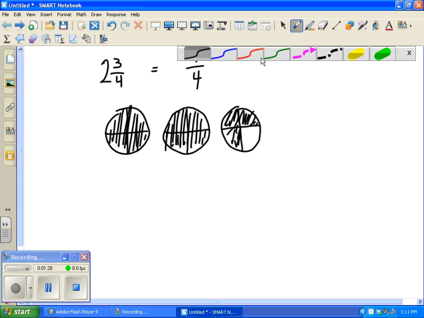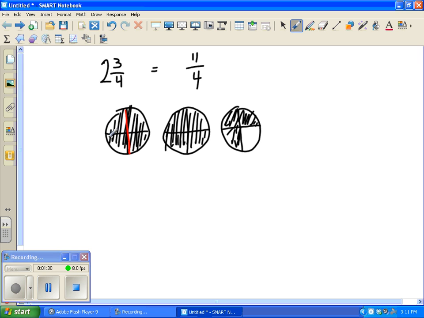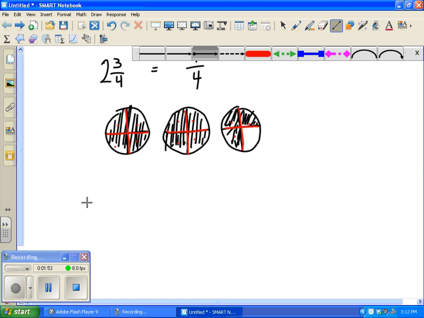But if I go through and I count each little piece, which is called a fourth because I have divided them into 4 pieces called fourths, let's see what we have. 1, 2, 3, 4, 5, 6, 7, 8, 9, 10, 11. We actually have 11/4.